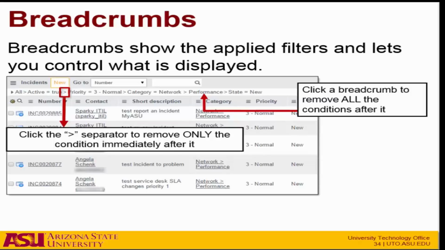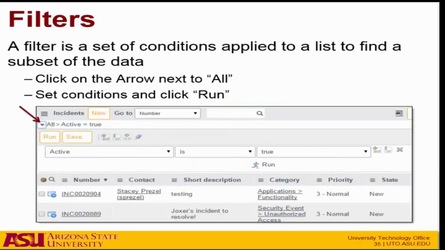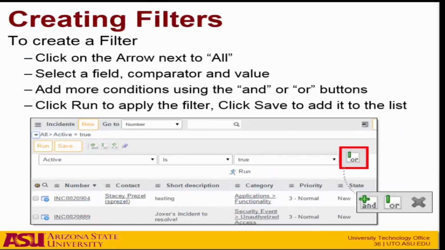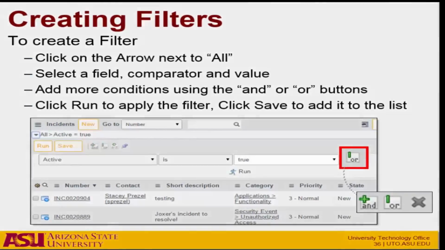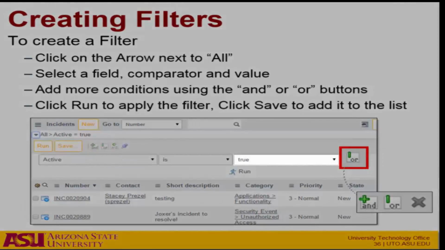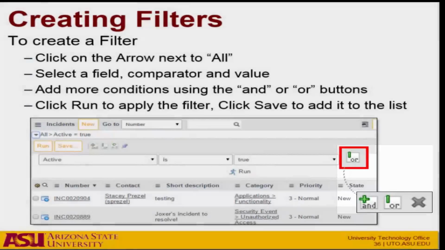You can also create filters by clicking on the little down arrow next to the breadcrumb. That will open up the condition builder. So to create a filter, you select the item in the first field, the operator in the middle, and then the value for it. You can add and/or statements in order to make a more complicated filter. Then click on Run to invoke that filter for the list.